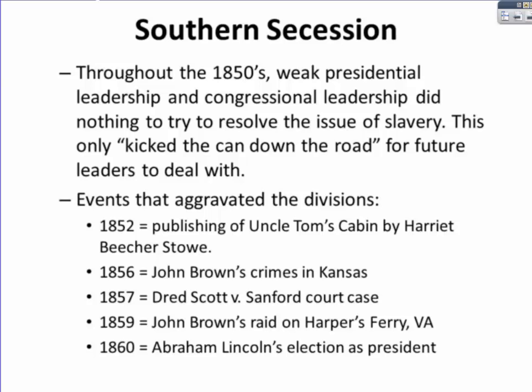In 1852, Harriet Beecher Stowe publishes Uncle Tom's Cabin, which becomes a bestseller. In 1856, John Brown's crimes in Kansas are committed, and John C. Fremont performs well in the presidential election. In 1857, the Dred Scott v. Sanford court case spurs controversy. In 1859, John Brown's raid on Harper's Ferry, Virginia takes place. And in 1860, Abraham Lincoln is elected president. States begin to secede, and war breaks out.